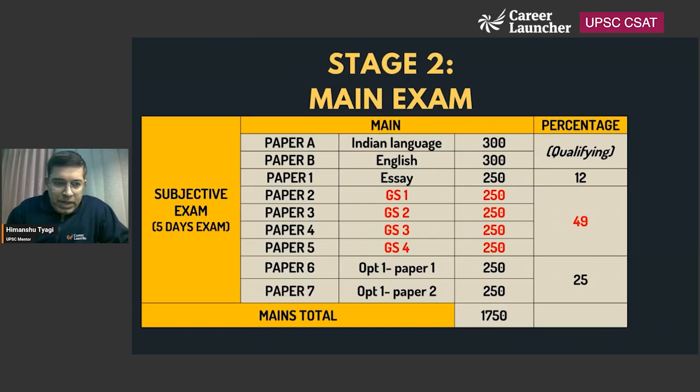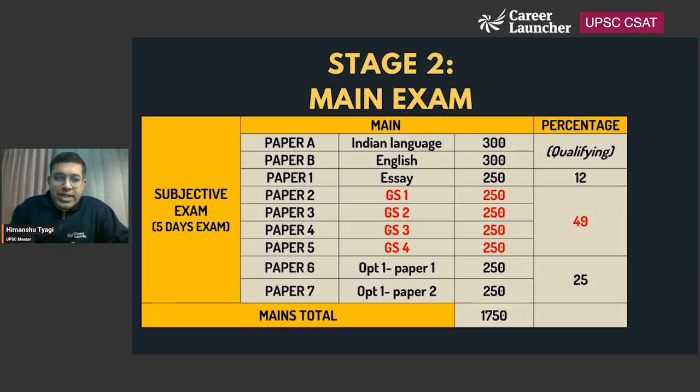Now let's move to the main examination. Now main examination, the biggest difference is that all the papers in the main examination are subjective in nature. It's descriptive answer paper and you have to write long answers into each questions. It's a 5-day examination in which there are 9 papers. Okay, now let's understand what are these 9 papers.